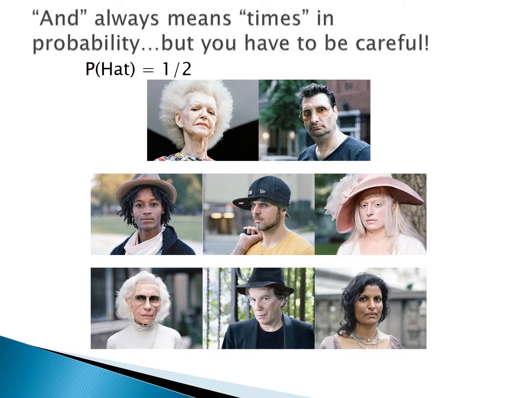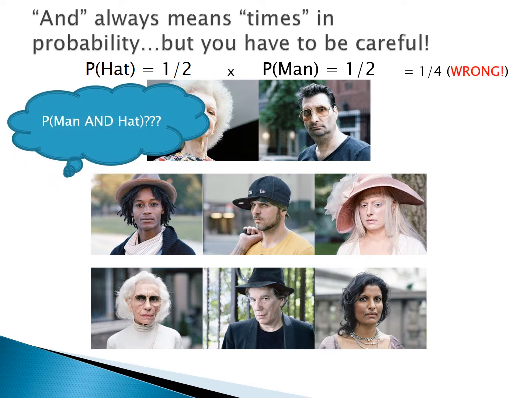In probability, the word and will always imply times, but you do have to be careful. In our example here, the probability of wearing a hat was 1/2. The probability of being a man is also 1/2. If you try to do what I just told you, multiply those together, you get an answer of 1/4. But that's wrong. Out of the 8 people, 3 of them are men wearing hats. The chance of getting a man wearing a hat is 3/8.